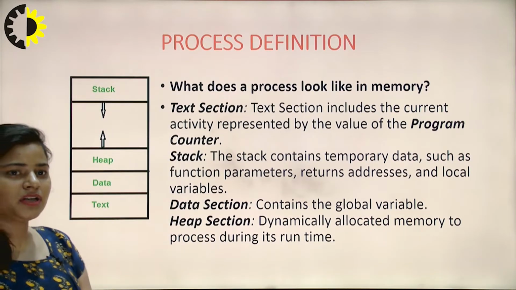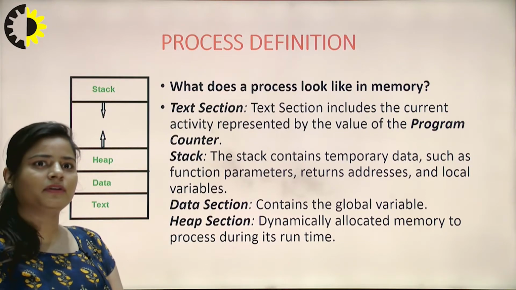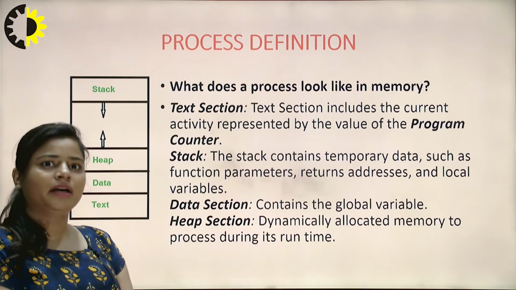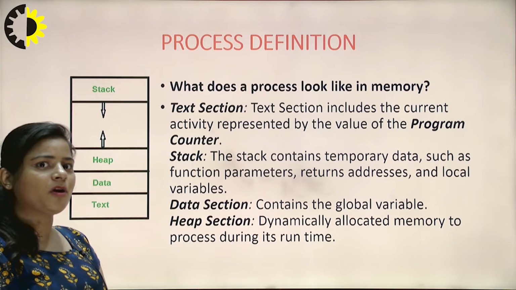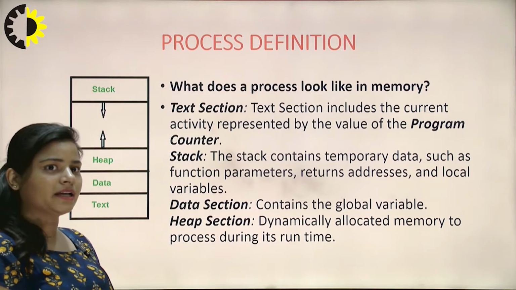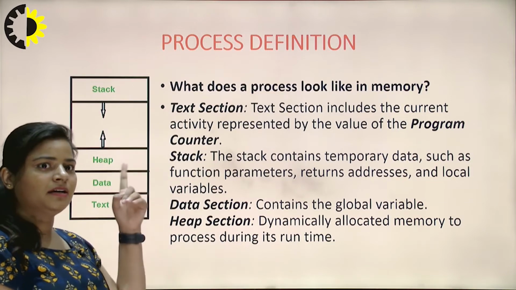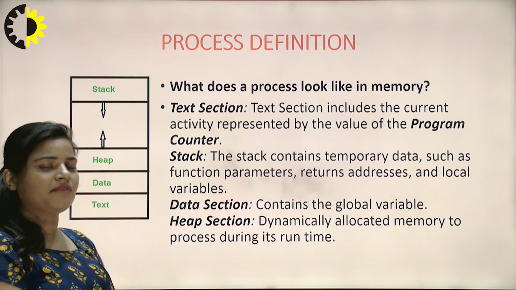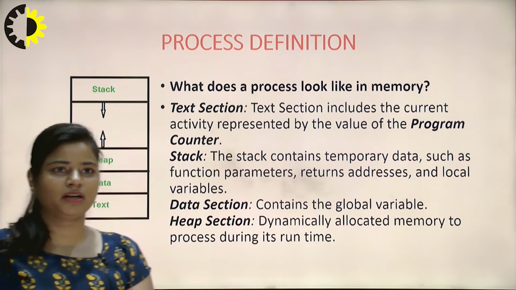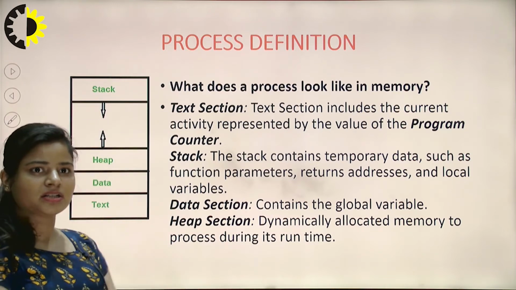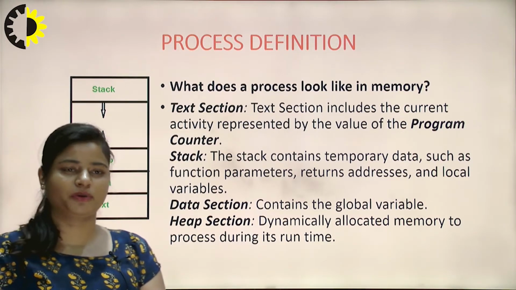Now we will continue with what a process looks like in memory. Here you can see in the diagram a complete picture of a process and how it looks in memory. First we can see that we have stack, heap, data and text. We have four sections over here. Let's learn about the sections in detail. First we will learn about the text section. The text section includes the current activity represented by the value of the program counter.